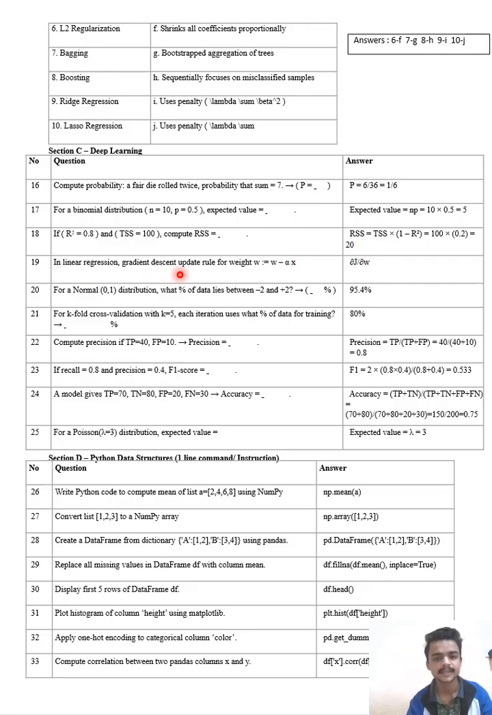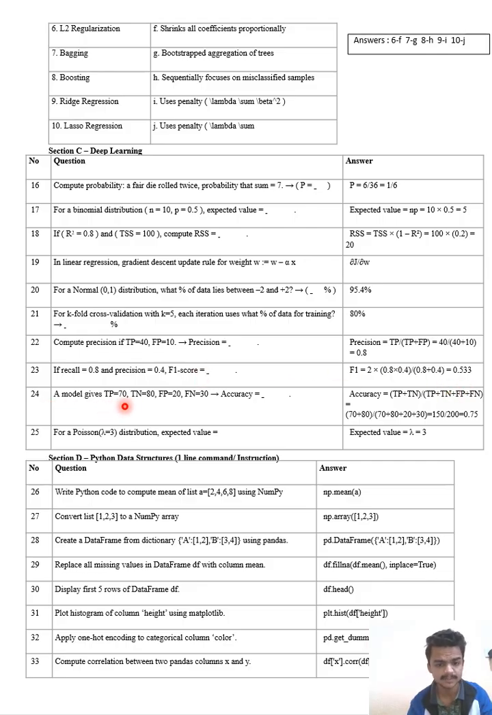In linear regression, the gradient descent update rule for weight W is W minus alpha times dash. So the answer will be del J by del W. Question number 20. For a normal 0, 1 distribution, what percentage of data lies between minus 2 and plus 2? The answer is 95.4%. For k-fold cross validation with k equal to 5, each iteration uses what percentage of data for training? 80%. Compute precision: if TP is 40 and FP is 10, precision is TP by TP plus FP, where 40 by 40 plus 10 is 0.8. If recall is 0.8 and precision is 0.4, then F1 is 2 times 0.8 into 0.4 divided by 0.8 plus 0.4, which is 0.533.